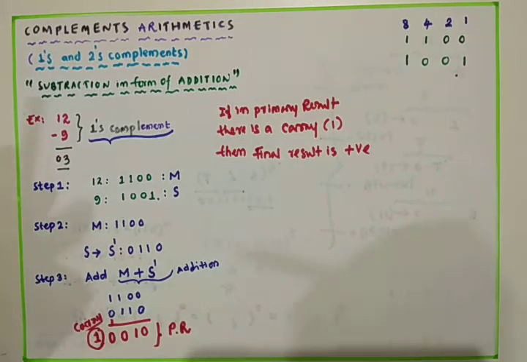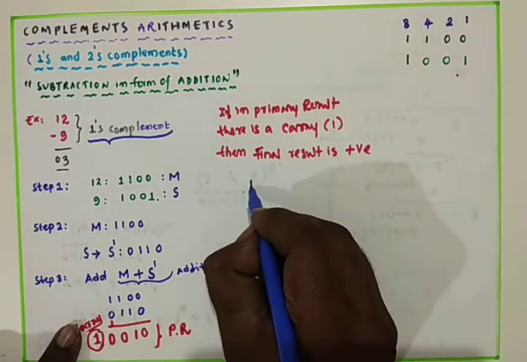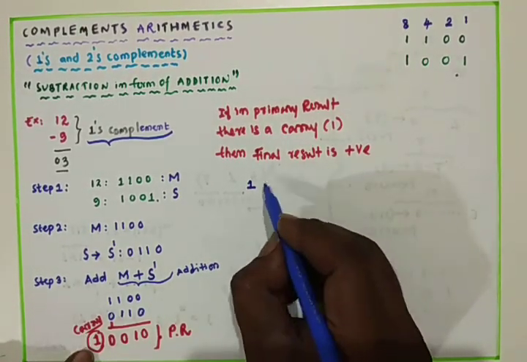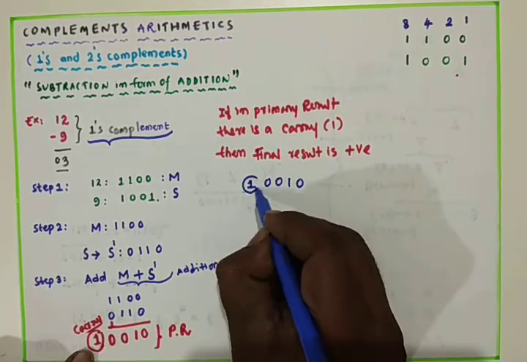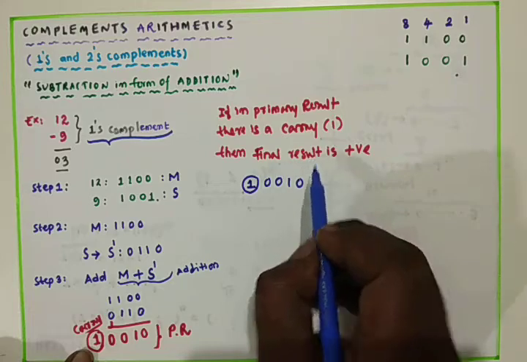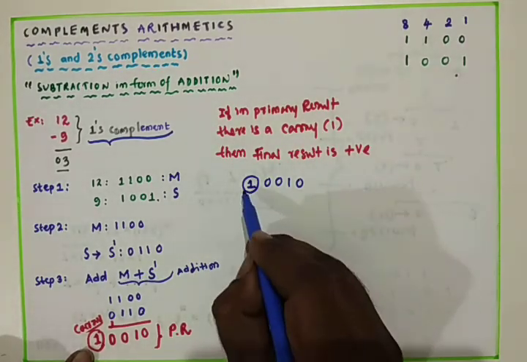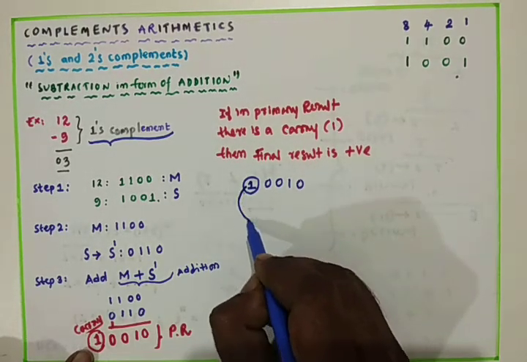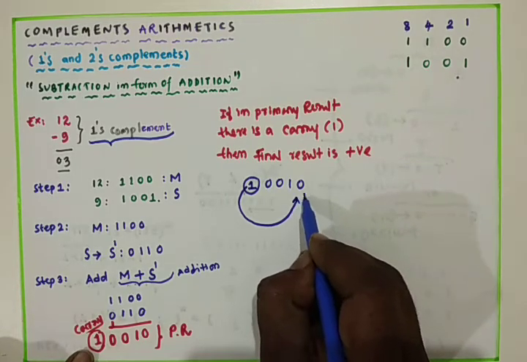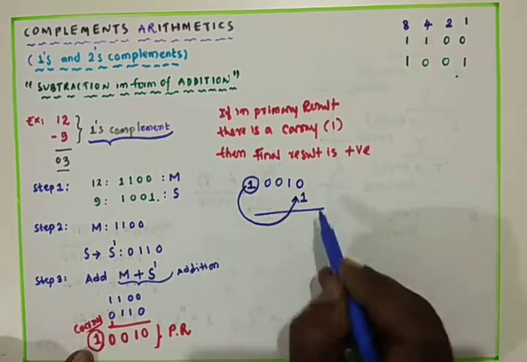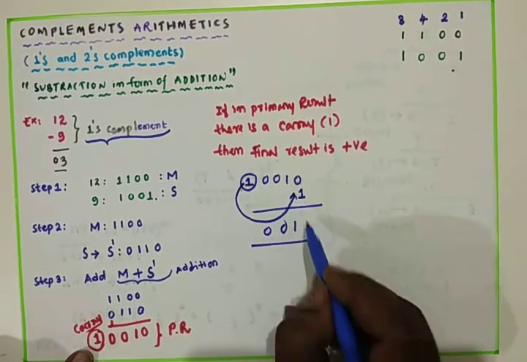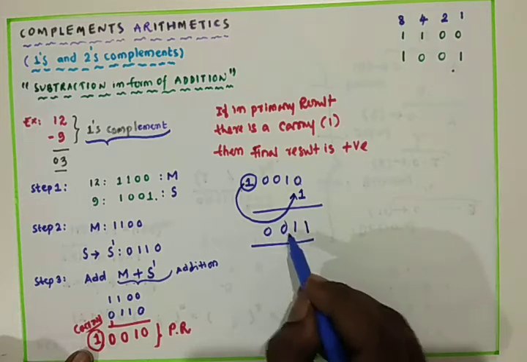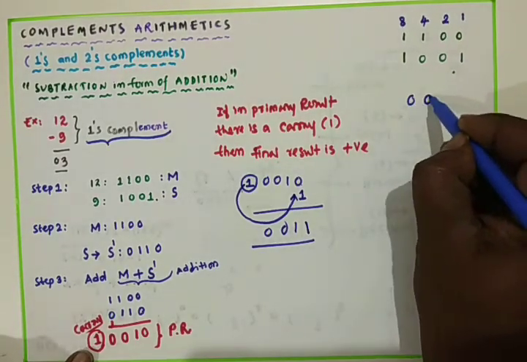Then what is the final result? So what do we have so far? Finally, the primary result is 10010. This is a carry. By seeing the carry, we understand that the result will be positive. So what do we have to do? We have to add this carry to the end now. So what will we have now? 0, 0, 1, and 0 plus 1 will be 1. So 0, 0, 1, 1.